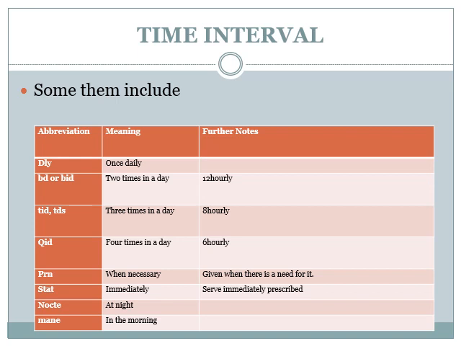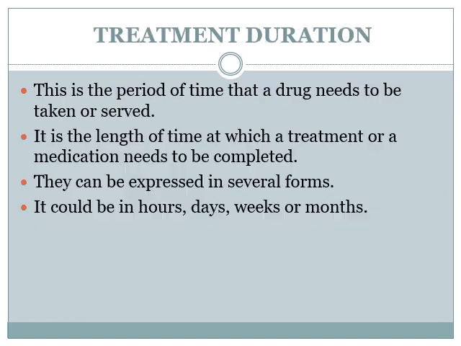Nocte means give the drug only at night. So for a drug like atorvastatin, for cholesterol, normally written nocte, they will tell you to give it nocte, which means give the drug at night. And mane means in the morning. So some drugs are only given in the morning. So when you see mane, it means give the drug in the morning.